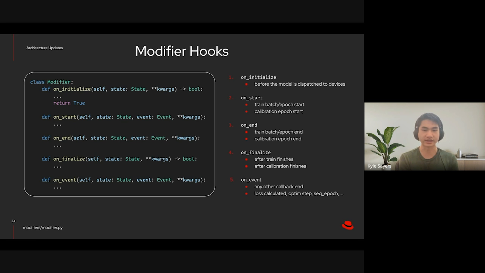On finalize is called after on end. This is a cleanup step that makes sure the modifier frees any memory that it doesn't need anymore. We also have guarantees and assertions here to make sure that the calibration was performed correctly. On event is kind of a catch-all event, so any other kinds of events that might happen get filtered through here. Things like, if you're training and you calculate a loss or do optimizer steps, all of these events get passed through the on event method. I'll also mention that the sequential epoch end event that's specific to the sequential pipeline also gets filtered through this on event method.